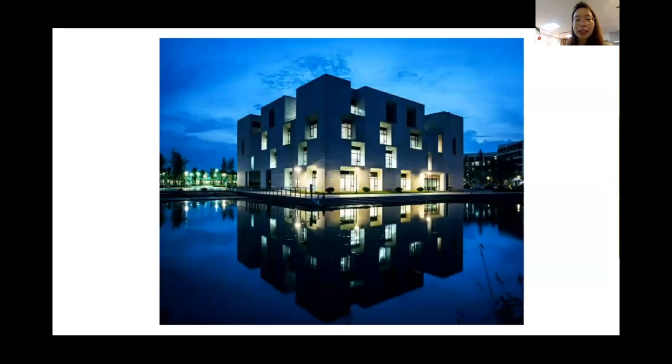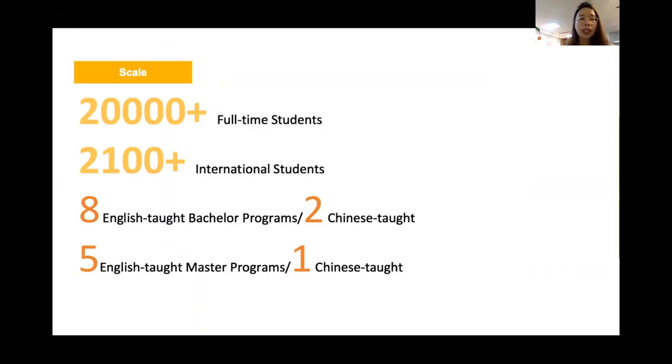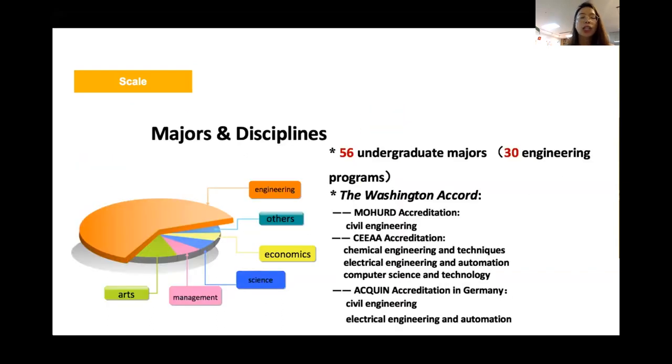Also the Anji library. And in total, right now, we have more than 2,100 international students. This year, we have eight English taught bachelor program and five English taught master program, as well as some Chinese taught ones. And out of all the majors and disciplines, in total, we have 56 undergraduate majors, and out of which 30 are about the engineering ones, and with a lot of meeting a lot of accords and in different areas.